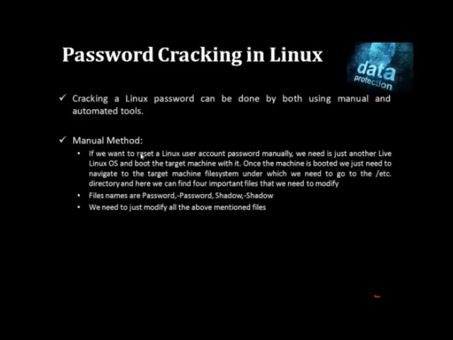Once the machine is booted, we just need to navigate to the target machine file system, under which we need to go to the /etc directory, and here we can find 4 important files that we need to modify. The file names in question are passwd, passwd-, shadow, and shadow-. We need to just modify all the above mentioned files. Then you can access the Linux machine with a proper username.